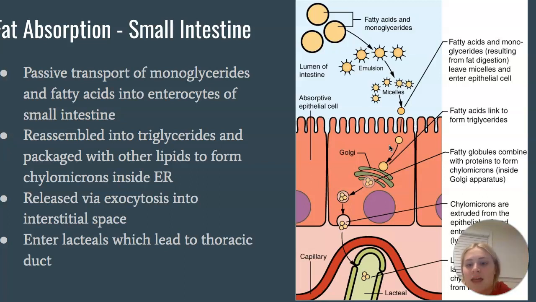And then they enter the Golgi apparatus where they're packaged with other proteins, and these form chylomicrons. And then these exit the enterocytes via exocytosis. They enter the interstitial space, and then they actually are entering the lacteals, which lead to the thoracic duct, and they enter the lymphatic system.